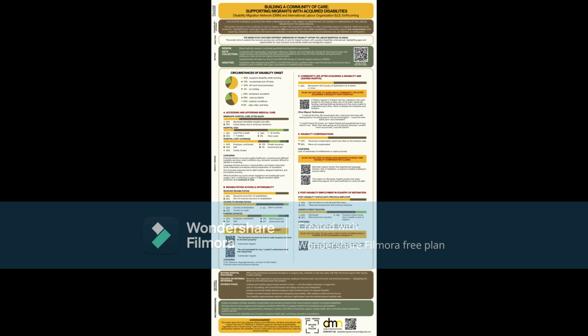Section B covers rehabilitation. There are 3 more line charts here. Chart 1. Received rehabilitation. 80% received some form of rehabilitation. 20% did not receive any kind of rehabilitation. Chart 2. Access to rehabilitation. 50% received it in the country of destination, 42% in their country of origin, 8% in other countries.